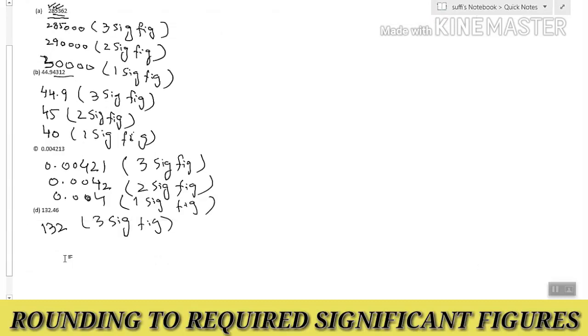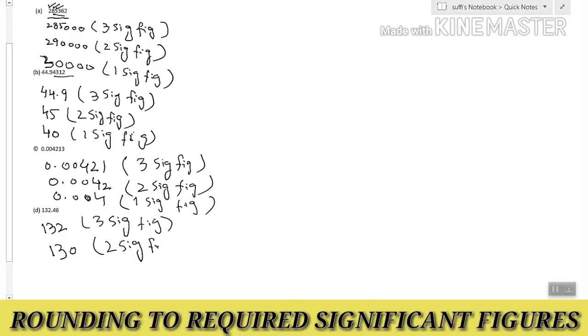Okay, now to round off to 2 significant figures, it will be 13. This is the first significant figure, this is the second significant figure, and just to keep the magnitude, we will write 0 and ignore the decimal part, because if we write zeros in the decimal part, they will be counted as significant figures. So it has been rounded off to 2 significant figures.